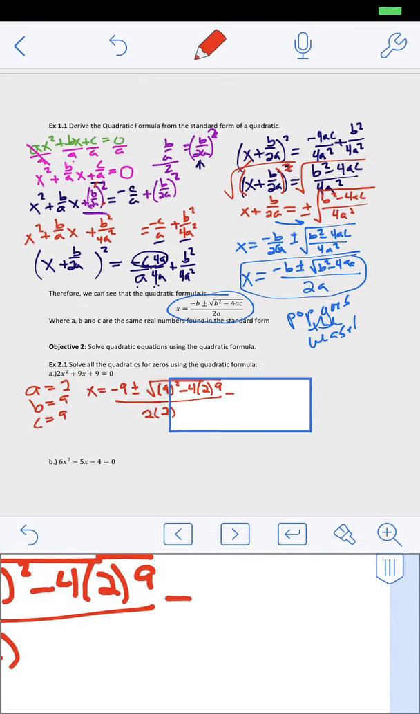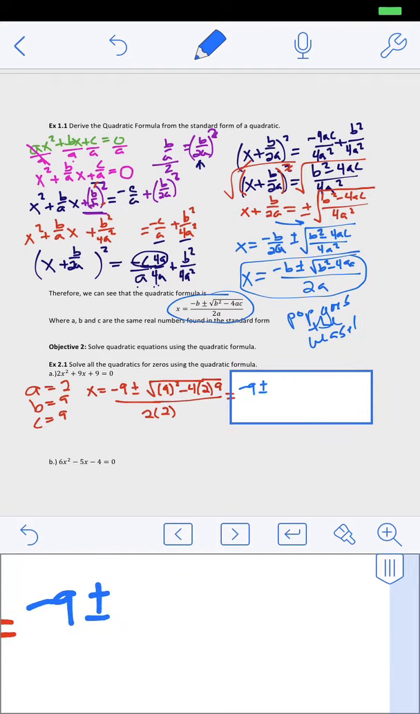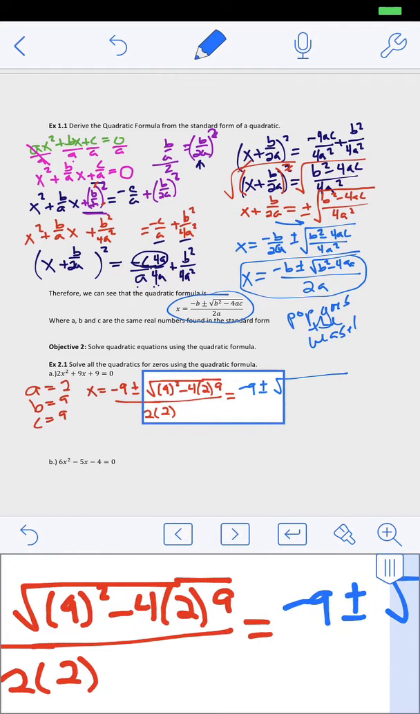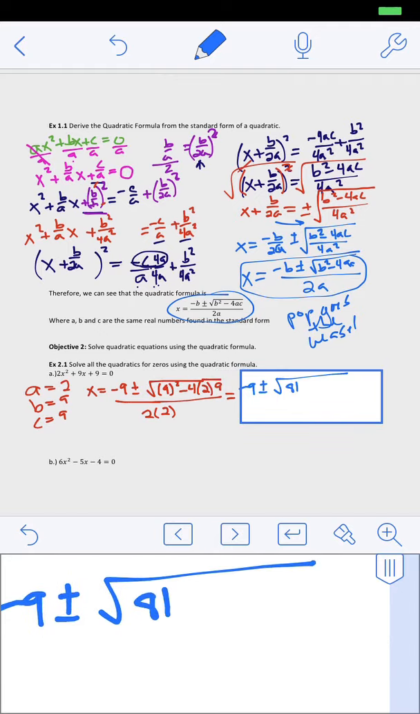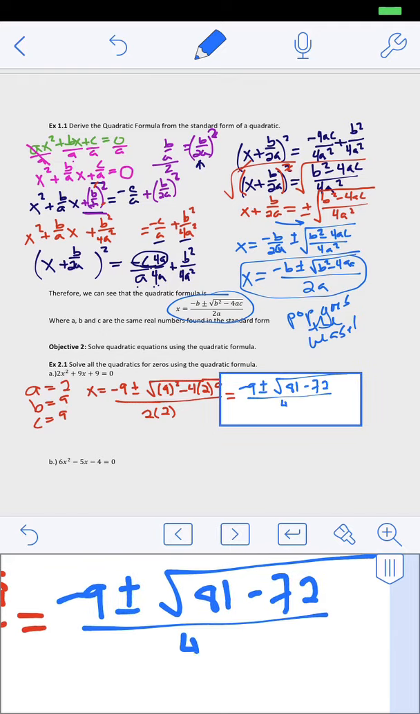Now let's simplify. We've got negative 9 plus or minus the square root of 9 squared, which is 81, minus 4 times 2 is 8, times 9 is 72, all over 2 times 2 is 4.